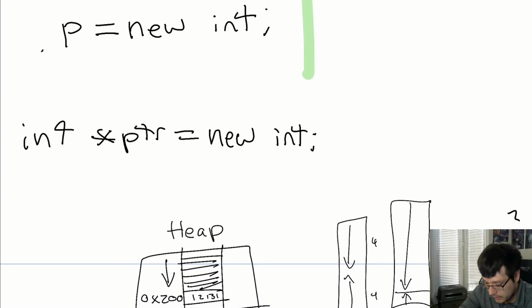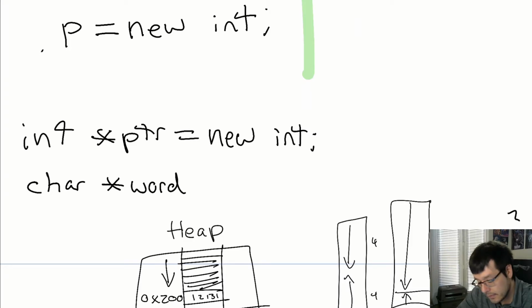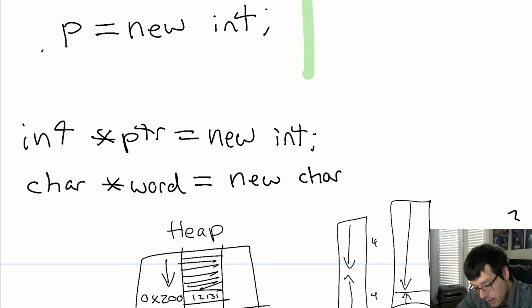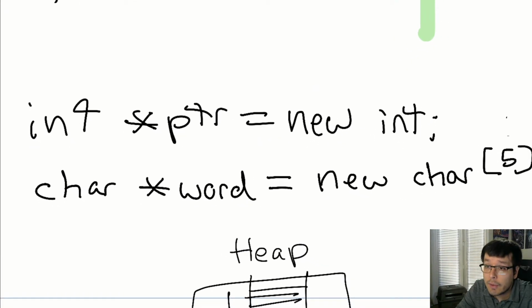So let's say we do an array of characters. We're going to call this character pointer word, and then we're going to assign that a new char of size 5. Again, this doesn't have to be a constant. This could be a variable that you modify at runtime. In fact, you want it to be that, because that's why you're doing this. But you can also make it a constant. So this is allocating an array.